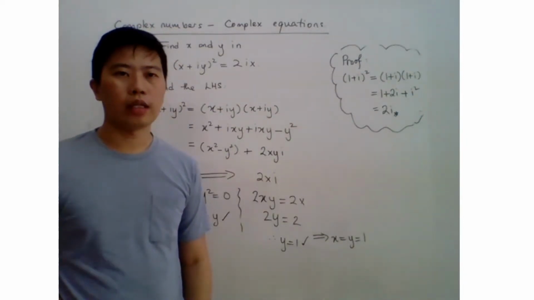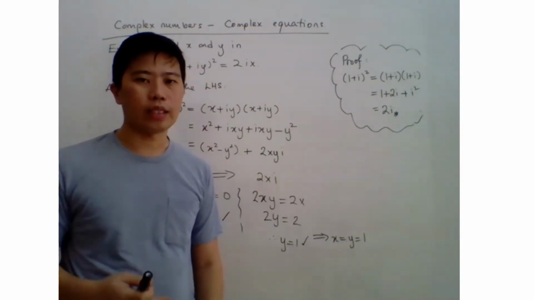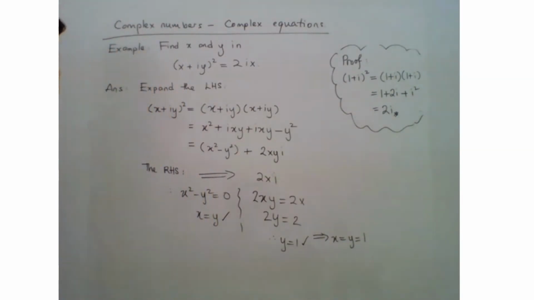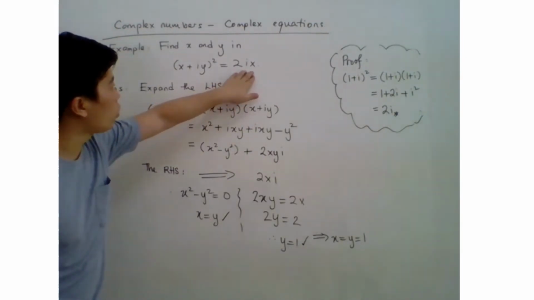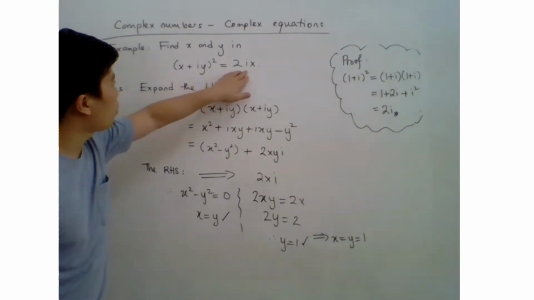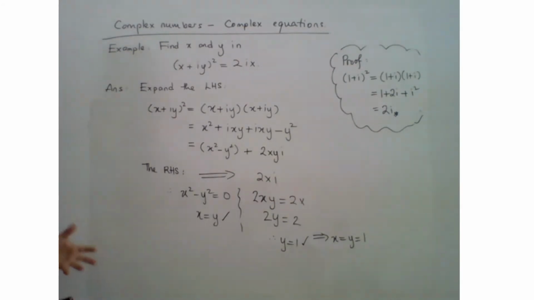So now let's look at the last example on complex equations. In this case, we want to find what x and y are in this complex equation given here. And here you see on the right hand side there is only an imaginary part, which is the 2x. So you want to find what x and y are, and the first thing that you need to do is to expand the left hand side.